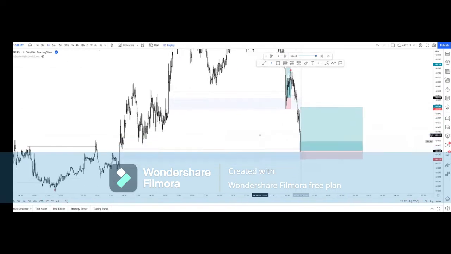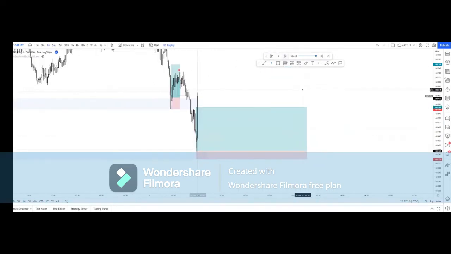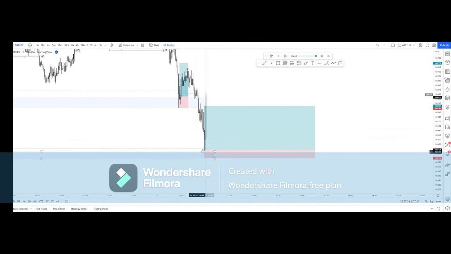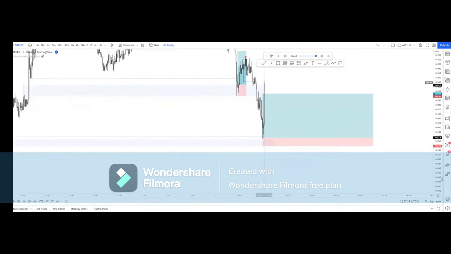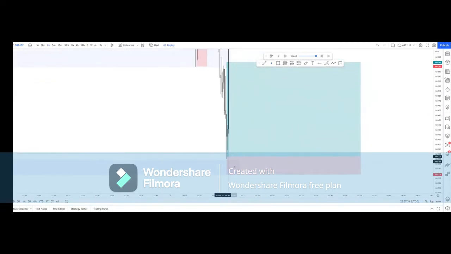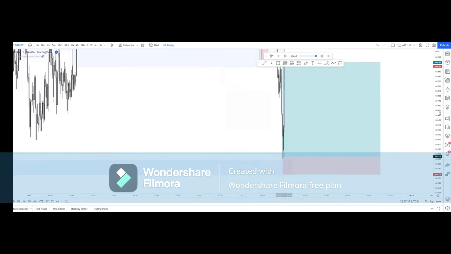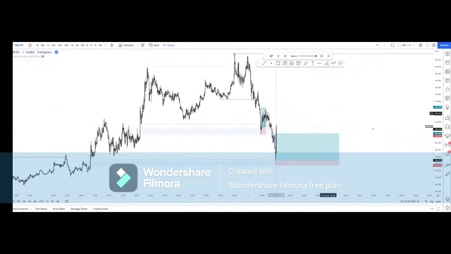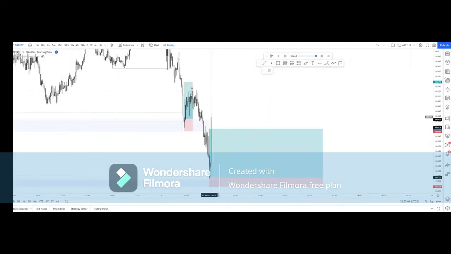Nice. Let's see if we even tag the POI. Yeah, we didn't. You see that? So we never tagged it, just missed it by 0.3 pips. And this happens, this is out of our control. So don't be greedy. So where's our target? Internal liquidity.